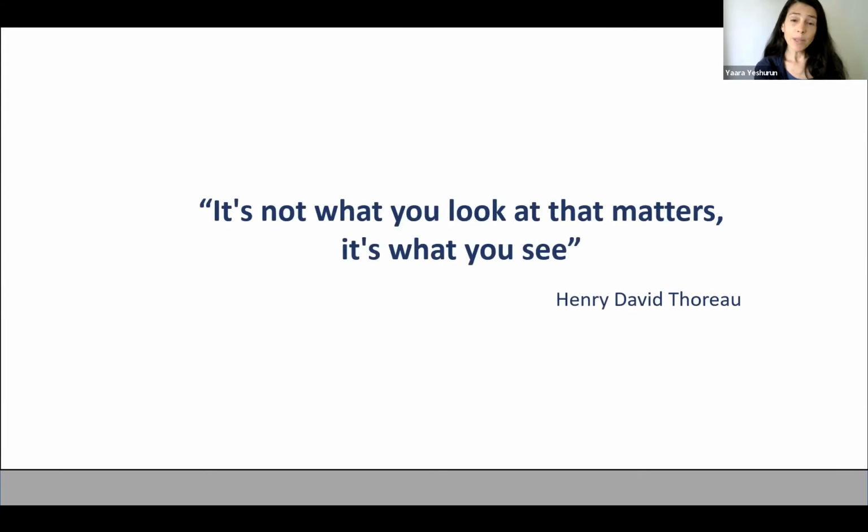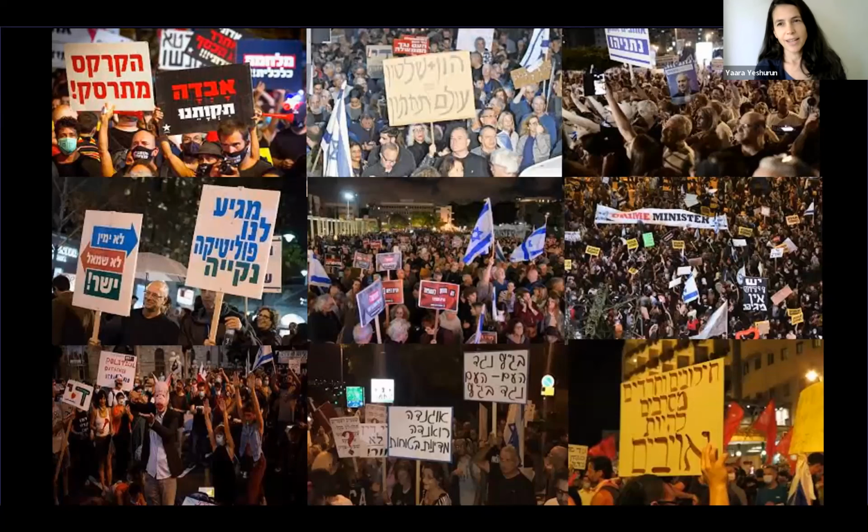So I would like to start with a quote that I like by Henry David Thoreau, who said, "It's not what you look at that matters, it's what you see." And I think what he meant by that is that individuals perceive the world through their own subjective filters, through their emotions, their beliefs, their prior knowledge. And in our lab, we're interested in asking, on which level do these filters operate? And I think that a prominent example for such filters are our political views.